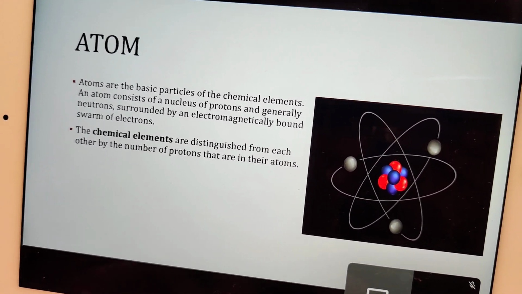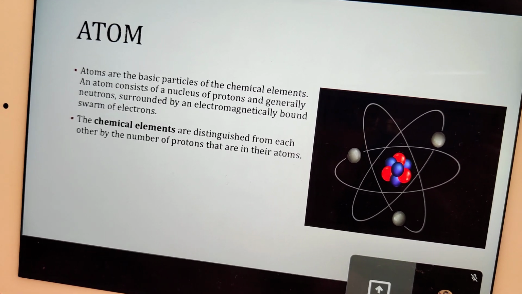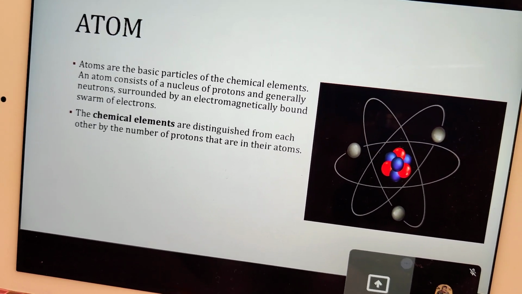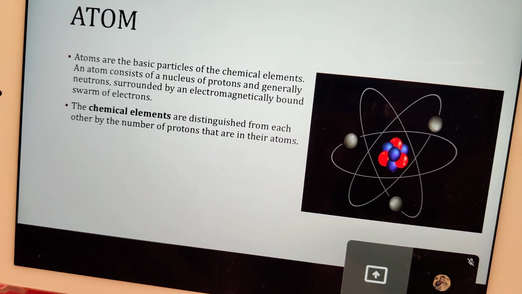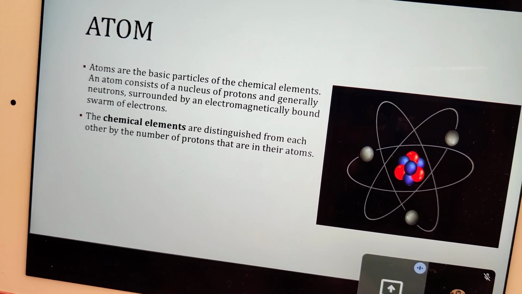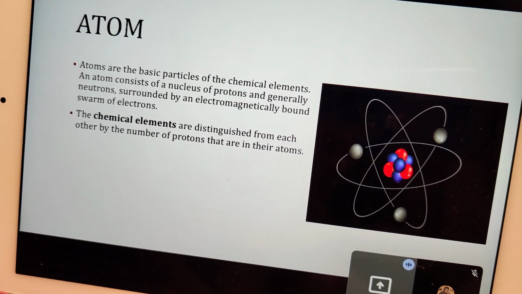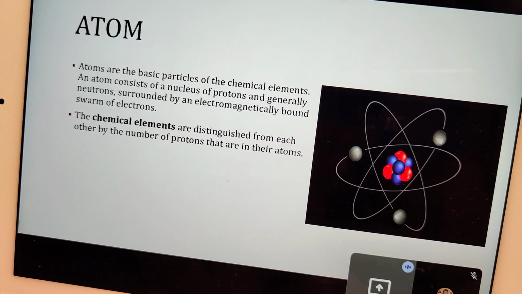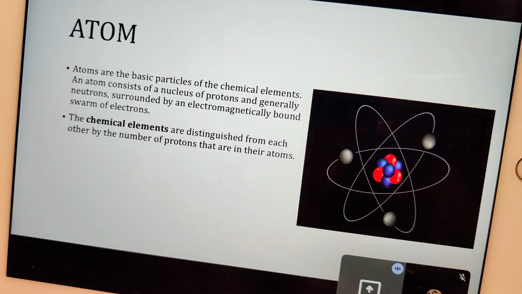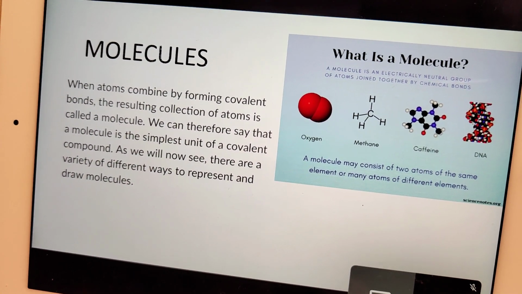Atom. Atoms are the basic particles of the chemical elements. An atom consists of a nucleus of protons and generally neutrons, surrounded by an electromagnetically bound swarm of electrons. The chemical elements are distinguished from each other by the number of protons that are in their atoms. Molecules.